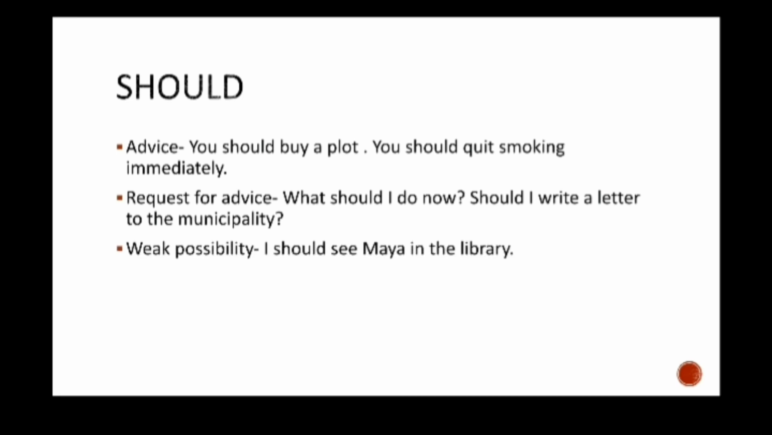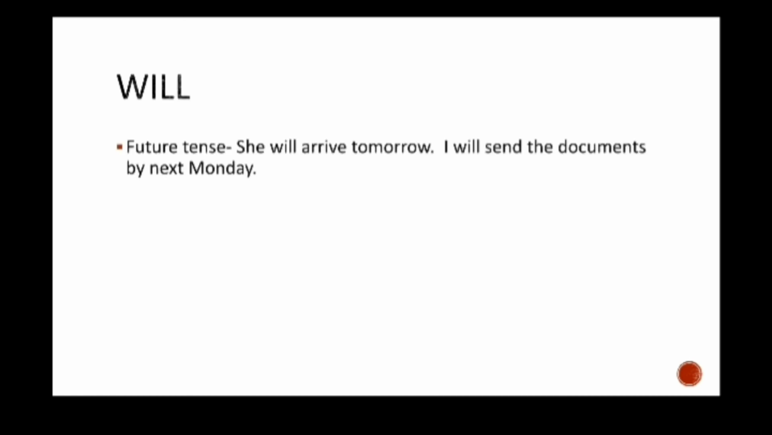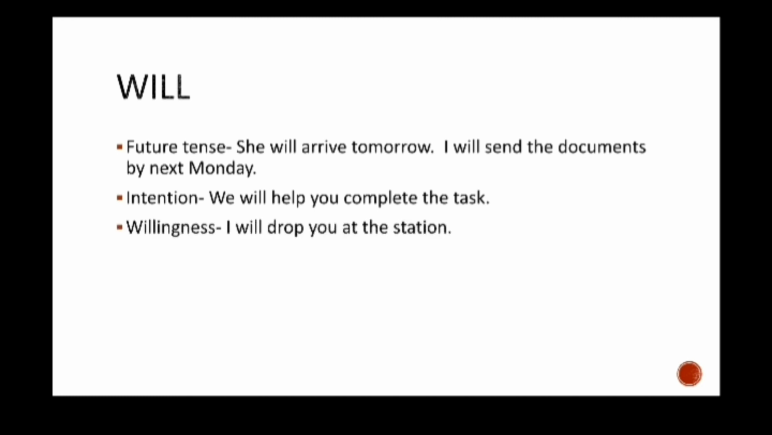Or it can be used to denote weak possibility. I should see Maya in the library. So, I have this idea that if I go to the library, Maya will be there. So, I should see Maya today in the library. And will. Will is also used to denote future tense. She will arrive tomorrow. I will send the documents by next Monday. Intention. We will help you complete the task. Or willingness. I will drop you at the station.